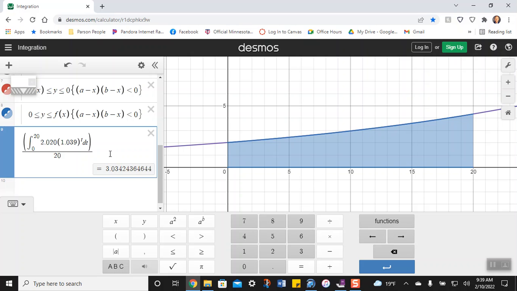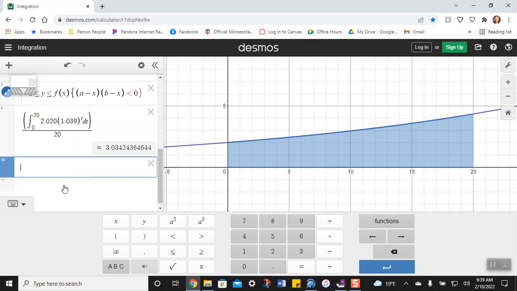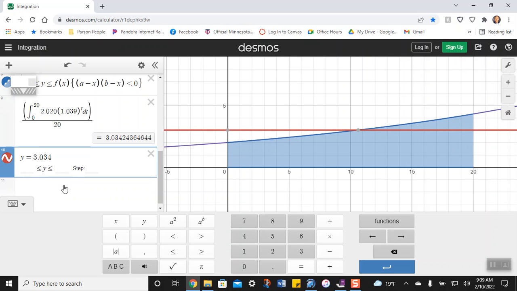I want to show you something, okay? I'm going to type in y equals 3.0343644. My line's not moving, okay? Here's what I want you to understand, okay? This area of displacement in blue right here, kids, you see it? Mm-hmm. This red line right here, if you could draw a rectangle from 0 to 20 in a red outline here, the area of this rectangle is the same as the area in blue here.